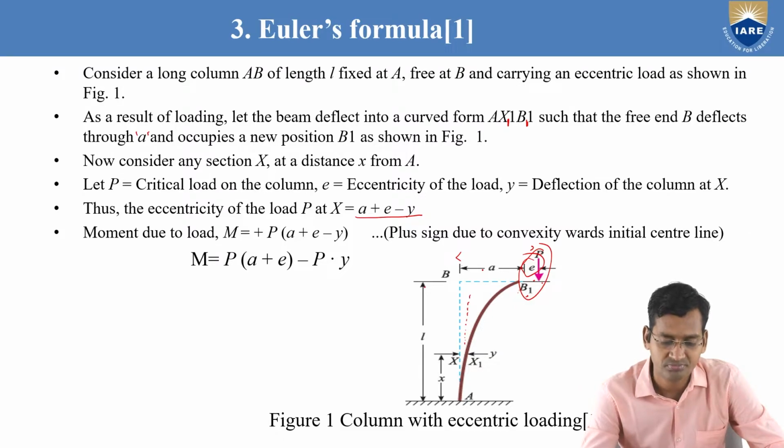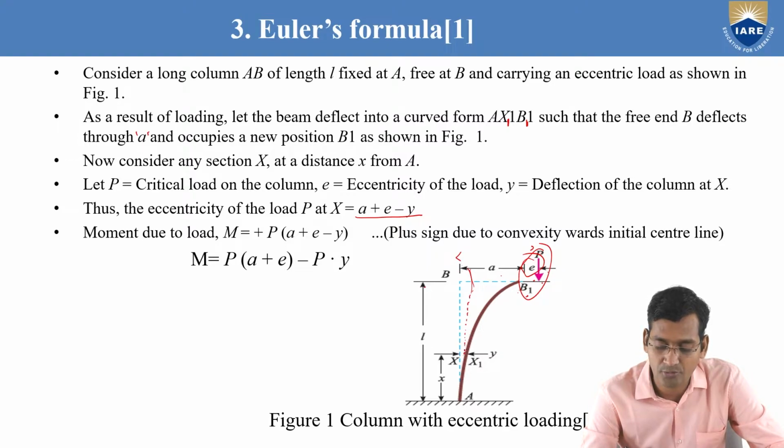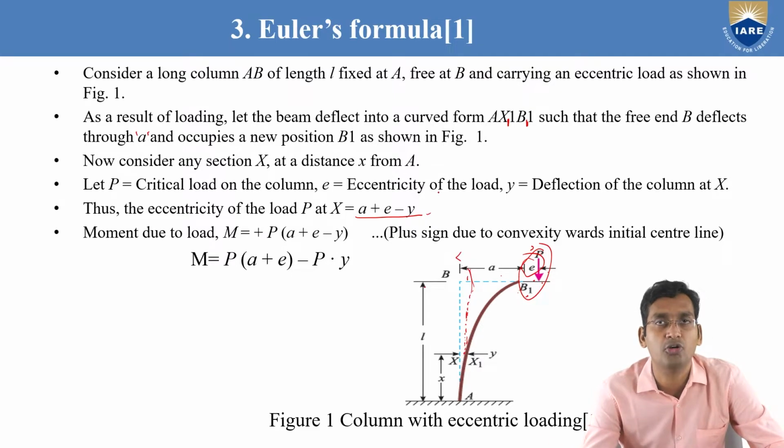That's all. Right. So let P equal the critical load on the column, e the eccentricity of the load, y the deflection of the column at x. So at section x, the deflection is small y. Thus the eccentricity of the load P at x equals a plus e minus y. Total is a plus e, and at this point x is there. So from here, how much deflection is there? a plus e minus y. Now because of that, what will be the moment?